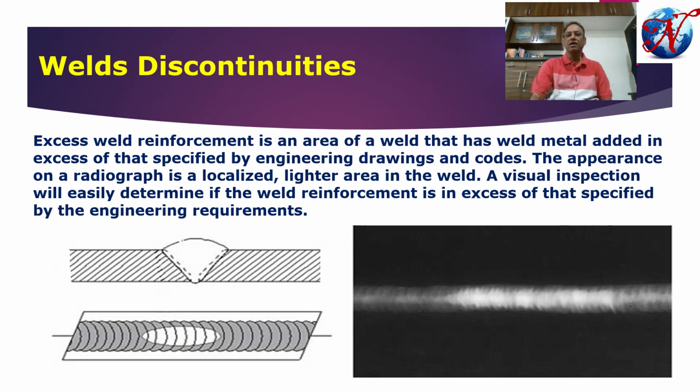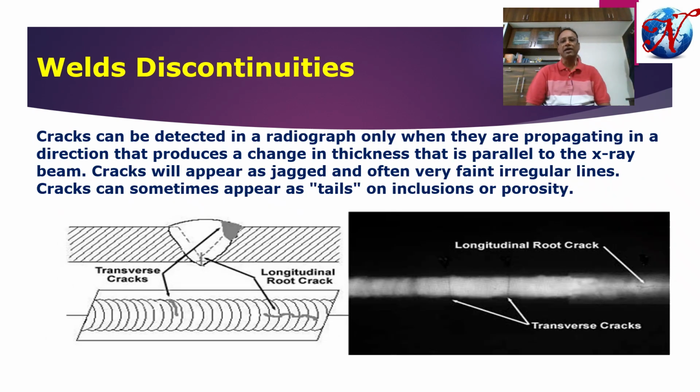Because the image density in the area of suspected inadequacy will be higher, or darker, than the image density of the surrounding base material. This is the excessive weld reinforcement, where the cap is so high that weld metal has been added in excess of that specified by the engineering drawing and codes. The appearance on the radiograph is a localized lighter or white area in the weld. Visual inspection easily determines whether the weld reinforcement is in excess of that specified by the engineering drawing.